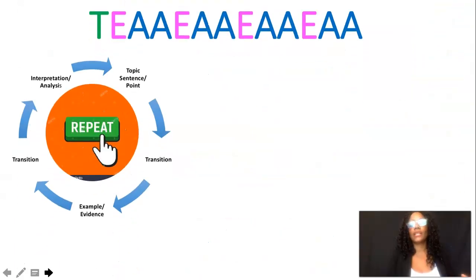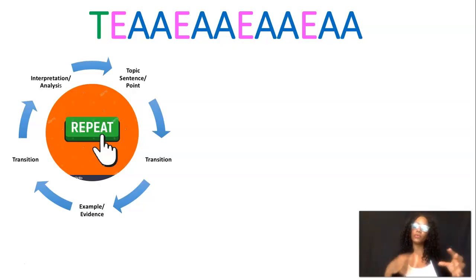So this is, again, what it looks like if we're using the T formula. You have your topic sentence, and you just, again, repeat the pattern 3 or 4 times. And you embed your transition. So you have your topic sentence, transition, example, transition. And then you have your analysis, and you want to double down on your analysis.